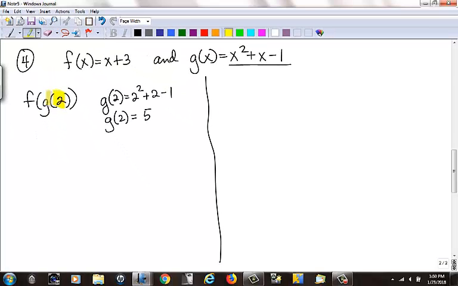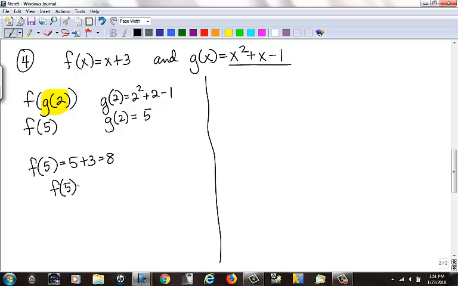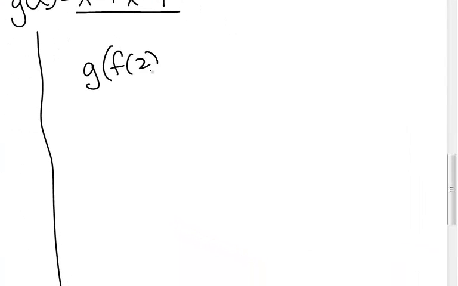So that means for this, you can substitute in a 5. So now you have f of 5. So now into the f function, substitute in a 5. So f of 5 is 8. So for the f of g of 2, the final answer is 8. Okay? Do the innermost groups first. Now let's turn it around. Let's find the g of f of 2.